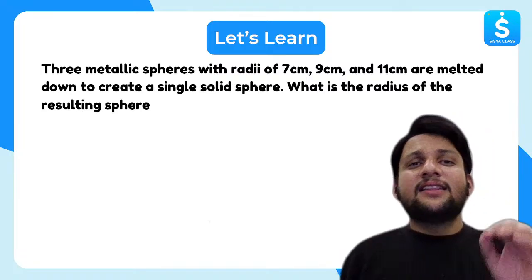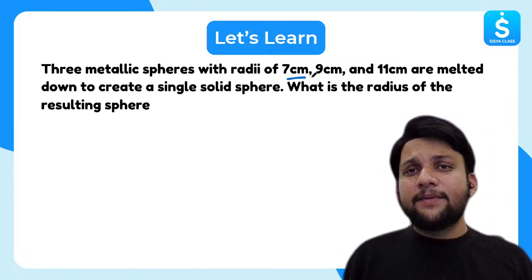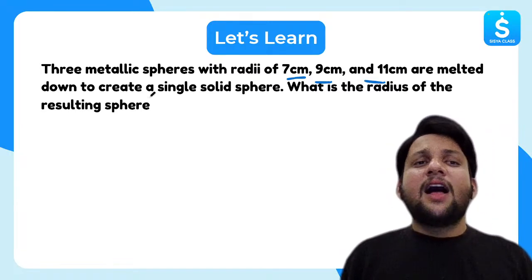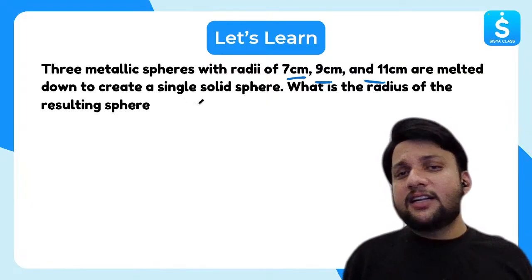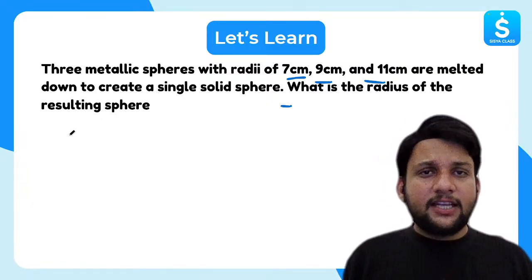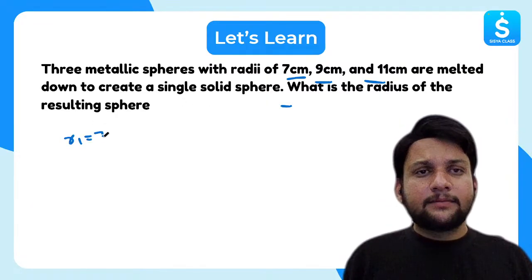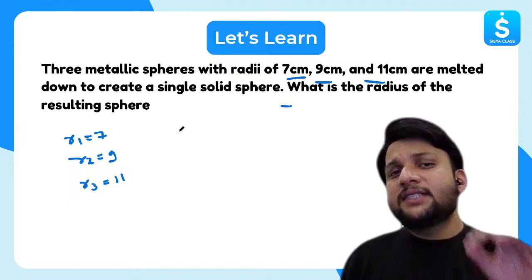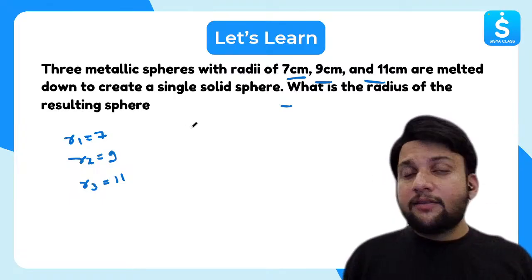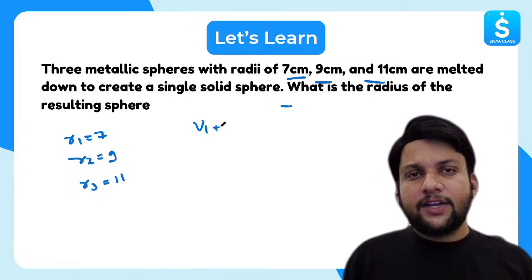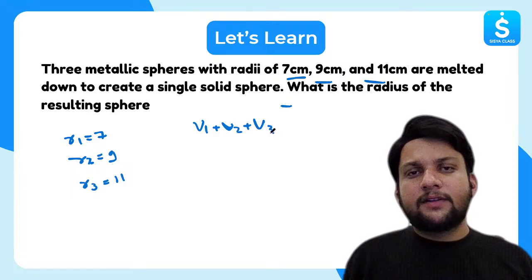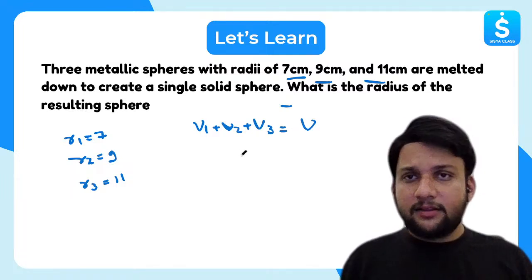The question is: three metallic spheres with radii 7 centimeters, 9 centimeters, and 11 centimeters are melted down to create a single solid sphere. What is the radius? So we have three spheres. Radius R1 is 7, R2 is 9, and R3 is 11. They are melted down to form a single solid sphere. That is, volume remains same. That is V1 plus V2 plus V3 is equals to volume of the final sphere.